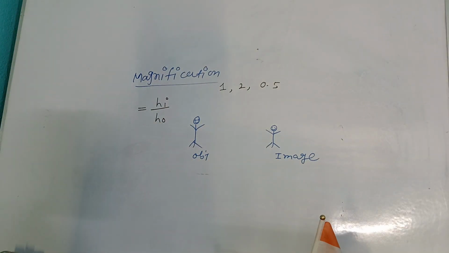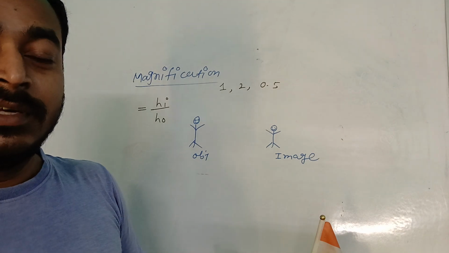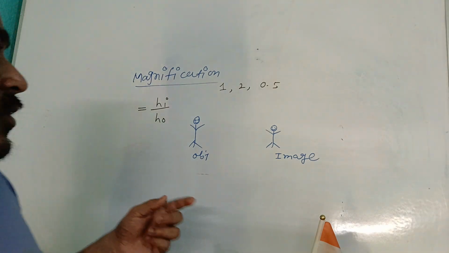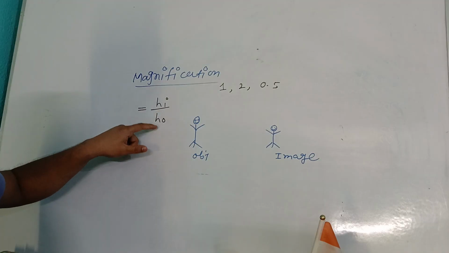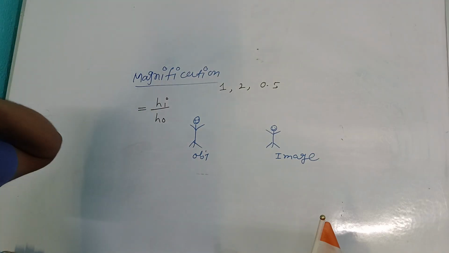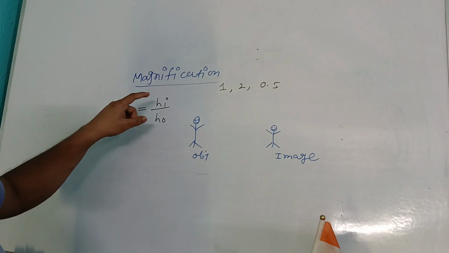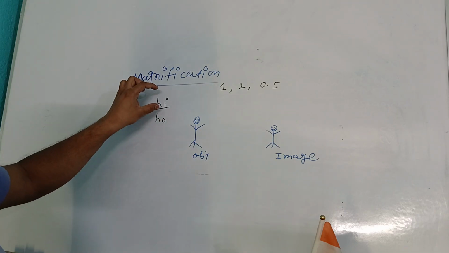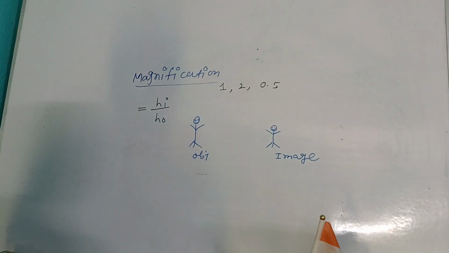Now this is the WhatsApp chatting time. Hi, hello. Hi ho, hi ho. So height of the image to the height of the object.